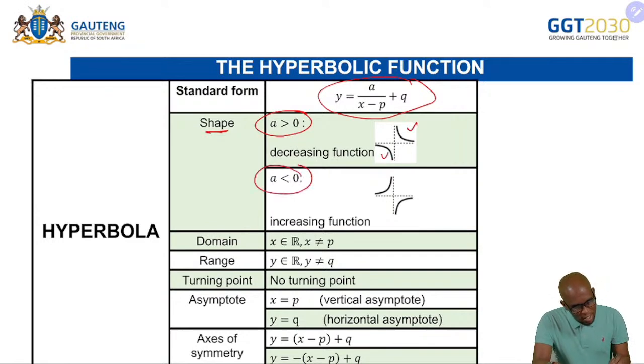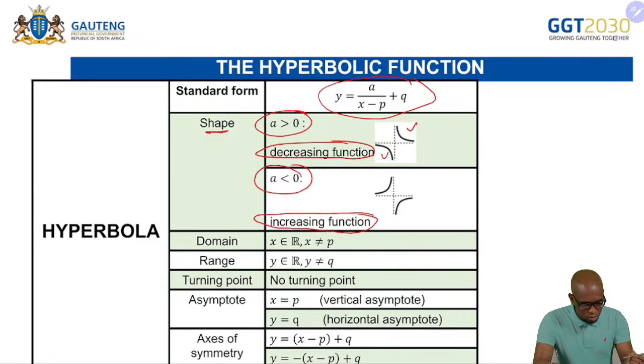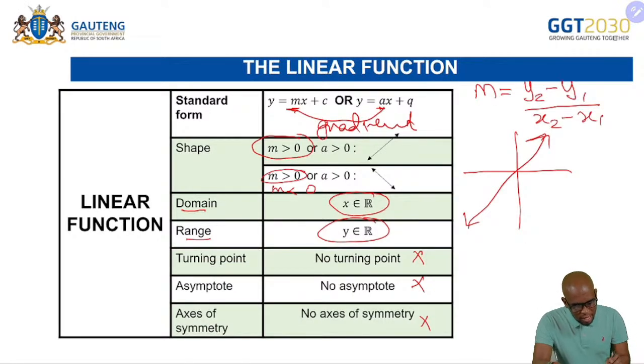When a is less than 0, that is an increasing function, and then the arms there should be in the second quadrant as well as the fourth quadrant. Right, they are speaking of increasing and decreasing functions. You also saw here in straight lines, I said if m is greater than 0, we are talking of an increasing function.